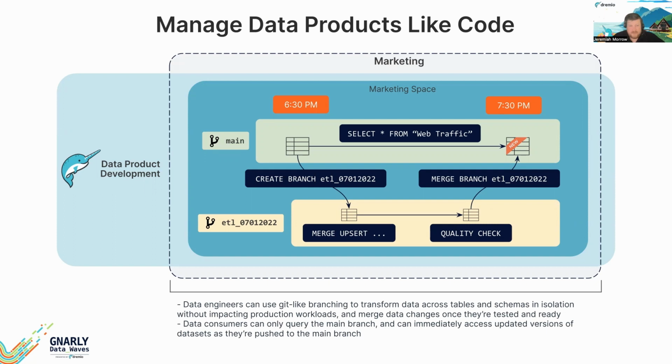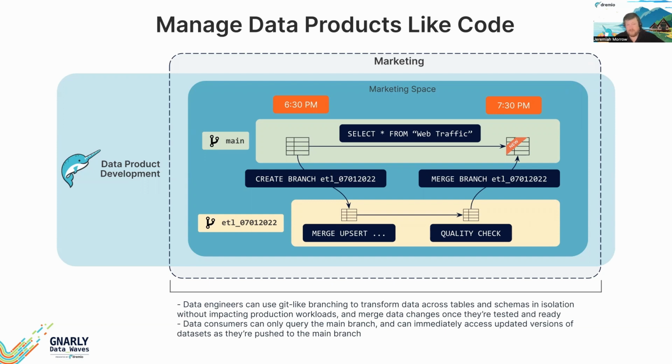With Dremio Arctic, they would have their main or production branch that data consumers can access and can continue to access even as this ETL process takes place. To bring new data in, they would create an ETL branch. Then they would merge new data into the table. From there, they could do things like perform a quick quality check to make sure there aren't any missing or incorrect values, no weird or extra or missing columns, nothing like that.